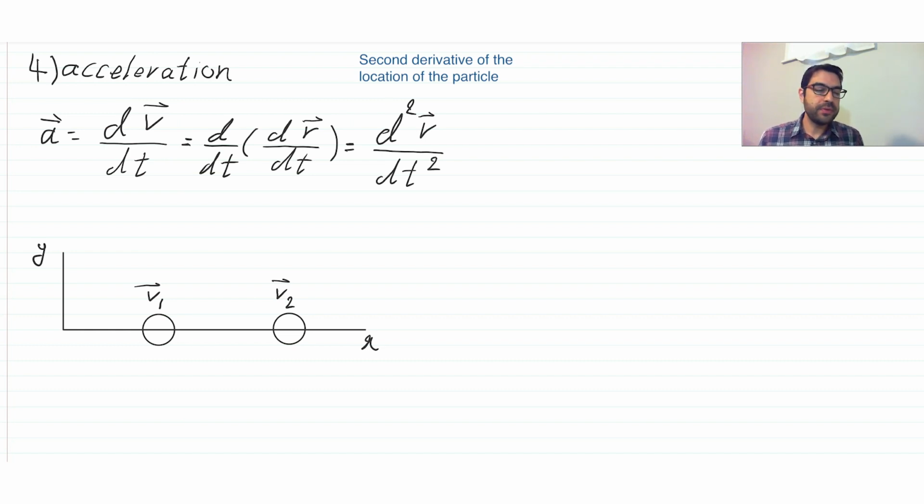So the second derivative of the location of the particle is acceleration, and it's also the rate of change of the velocity. And you can see here that we had a particle whose velocity was v1, and then it moved and the velocity became v2. So now we are going to have a little bit of math here. Let's write an equation here.